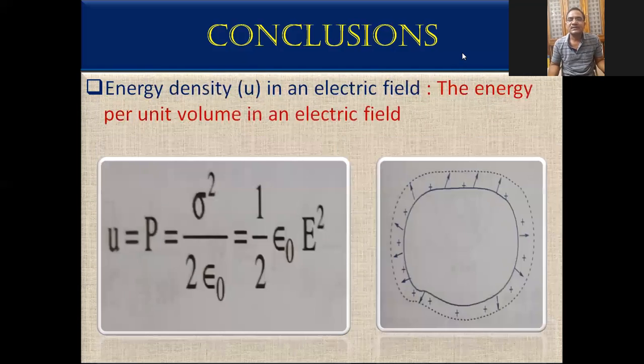After this discussion, the next concept we covered is energy density in electric field. Energy density in an electric field is nothing but the energy stored per unit volume in the electric field, denoted with the small letter u. u is equal to the outward pressure P, that equals sigma square by 2 epsilon naught, that equals 1 by 2 epsilon naught E square. Here sigma is the surface charge density, epsilon naught is the permittivity of free space, and capital E is the electric field strength.